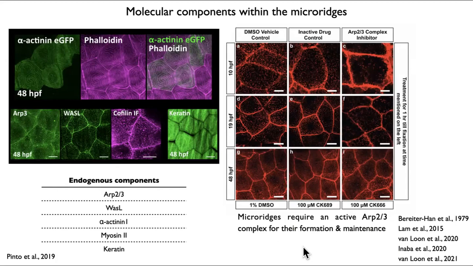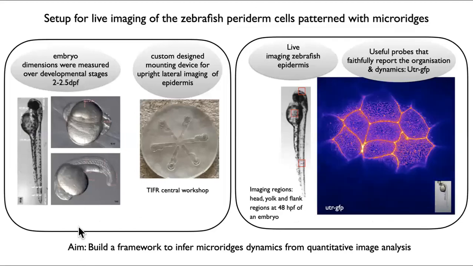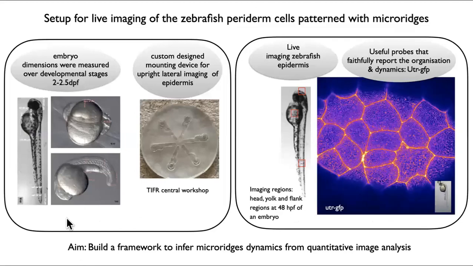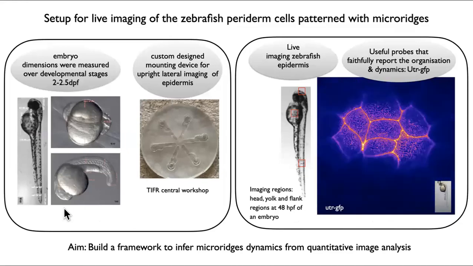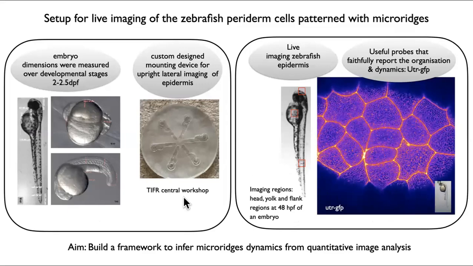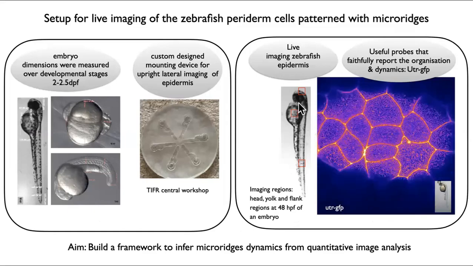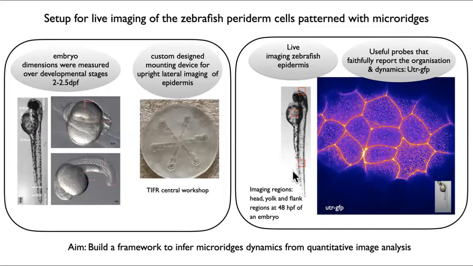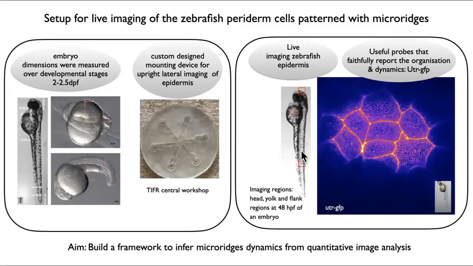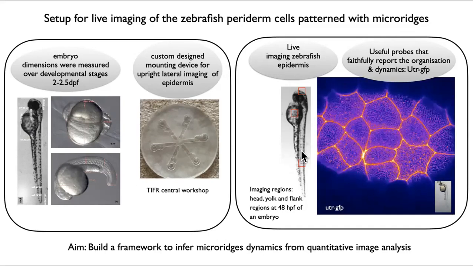by appropriate analysis tools. In order to achieve this aim, we built a setup for live imaging of the zebrafish periderm cells. The embryo dimensions were measured during 2 to 2.5 days post-fertilization developmental stages. We then custom designed a mounting device for lateral imaging the epidermis using an upright microscope with a 40x lens objective. The head, yolk, and flank regions of the embryo were imaged as indicated by these red boxes. A utrophin GFP probe faithfully captured the actin dynamics of microridges as seen in this movie on the right.